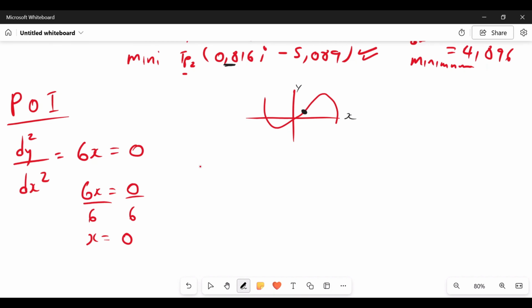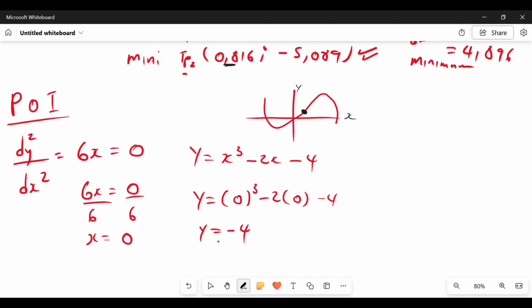Whenever you are calculating for y value, always go to the original equation. So the original equation goes like this. We have y is equaling to x cubed minus 2x minus 4. So this time around, whenever there is x, we substitute by 0. y is equaling to 0 cubed minus 2(0) minus 4, meaning y is going to be equaling to negative 4. So our point of inflection is going to be (0, negative 4).